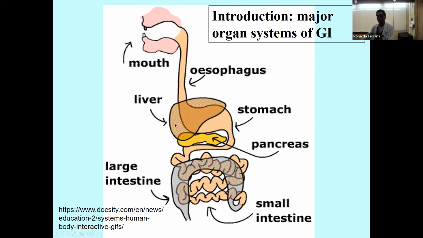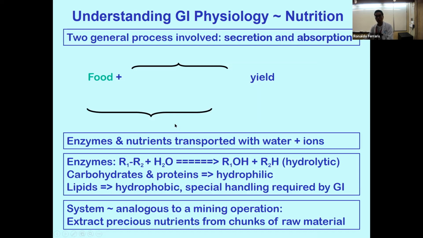It's the story of how the food you take in is processed by these numerous organ systems in the GI tract. If any single slide can summarize GI physiology, it's this one. Understanding GI physiology is like understanding our own nutrition. There are two general processes involved: the first major one is secretion, and the second one is absorption.